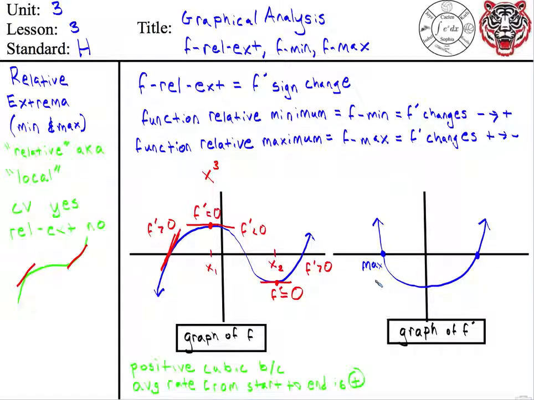Wait, but how can we switch from doing slope to doing heights? Good question. Someone else answer that. We went to a different graph. Oh, it's a graph of f prime. Okay, so what about here?